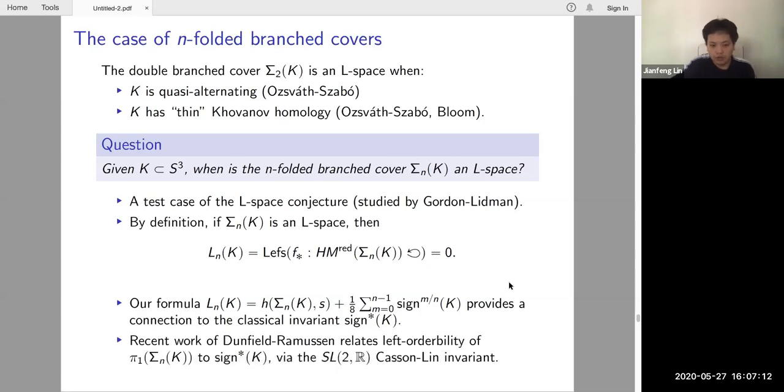Also note that the recent work of Dunfield and Rasmussen relates the left-orderability of the branched cover to the Tristram-Levine signature as well. They did this by defining a new invariant called the SL2R Casson-Lin invariant. In light of the L-space conjecture, it will be very interesting to see if there is some deeper connection between our result and Dunfield-Rasmussen's result. But we still don't know the precise relation between them.